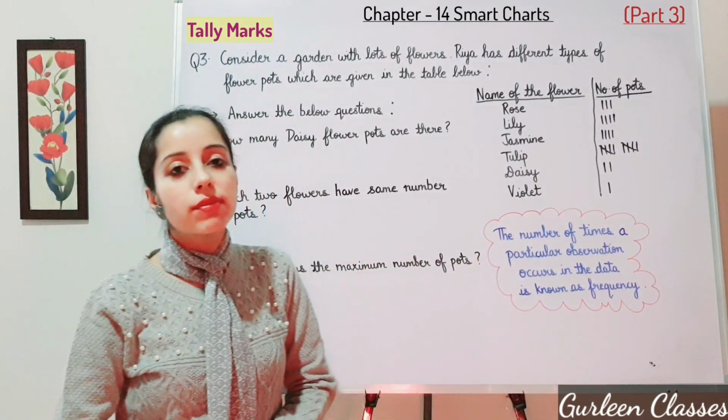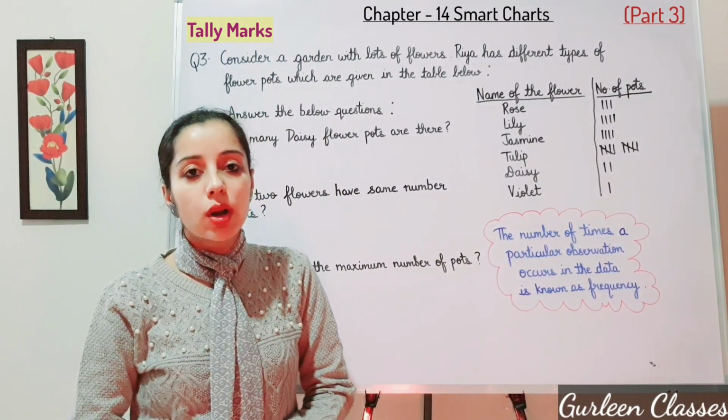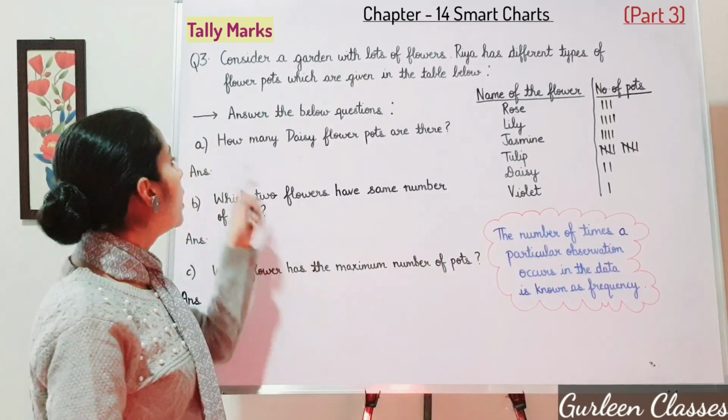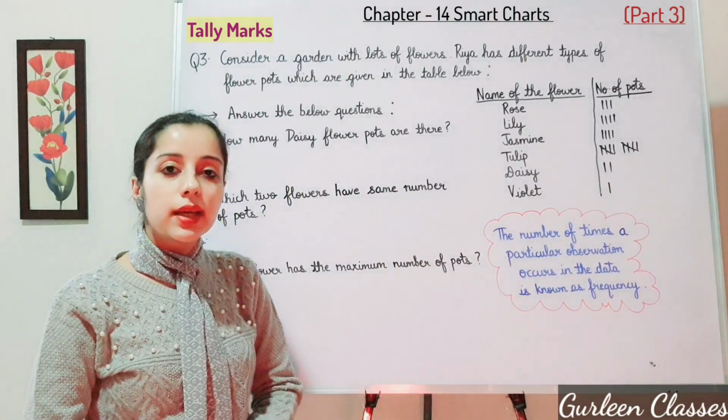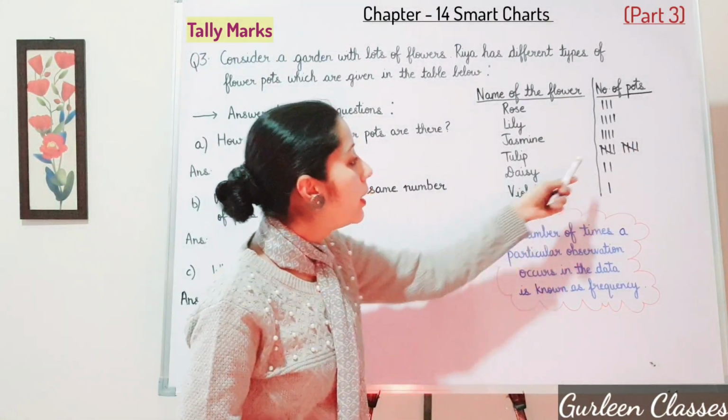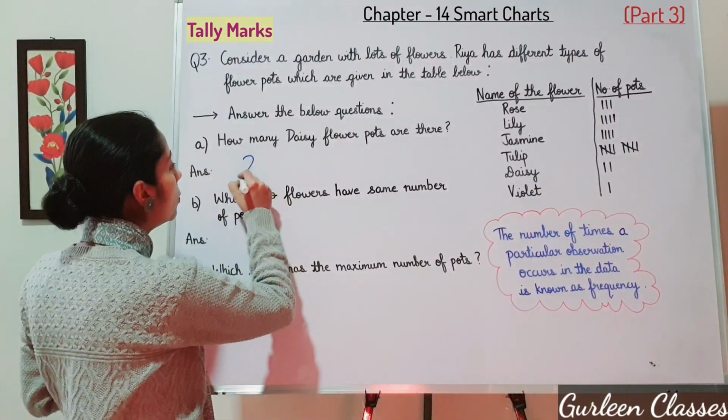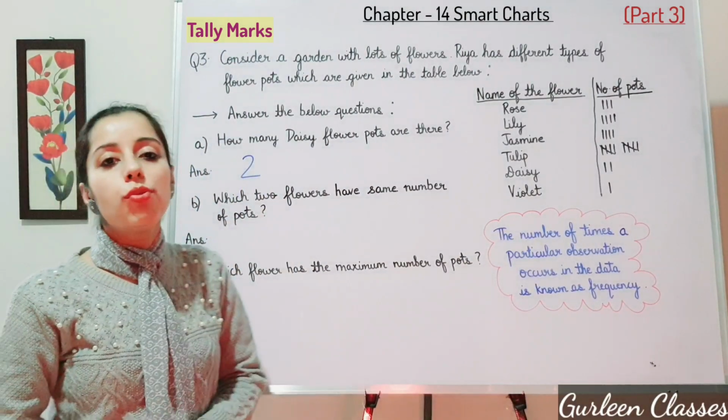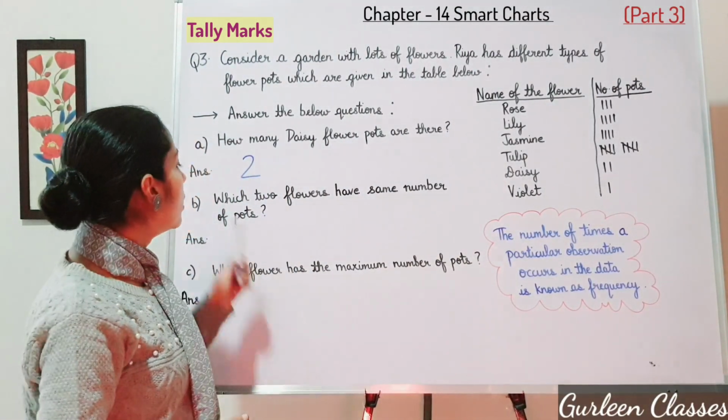So on the basis of this table, let us answer the following questions. A part, how many daisy flower pots are there? Daisy flower pots are 2. So right here, 2.